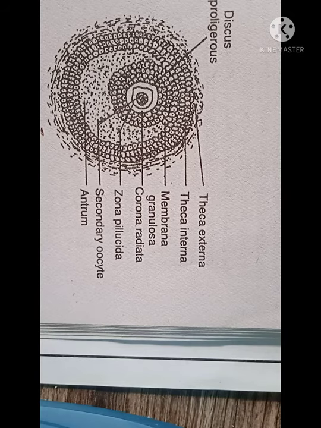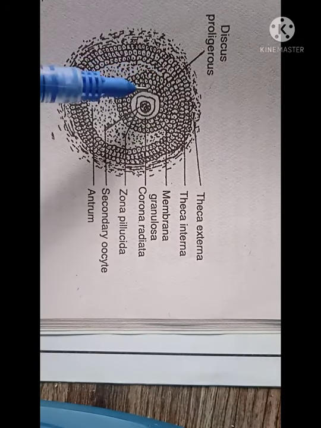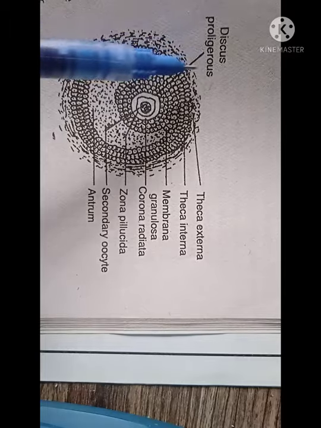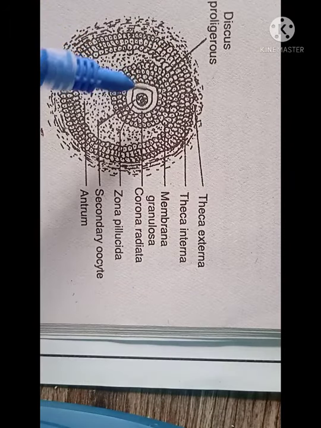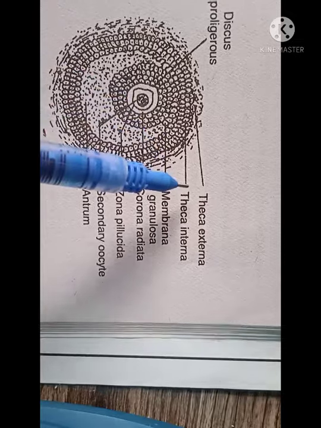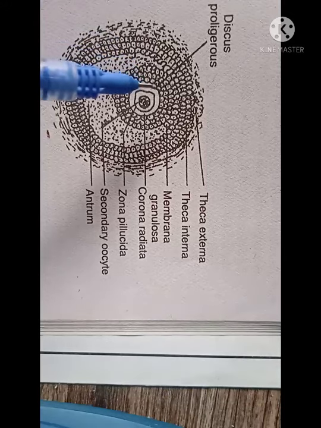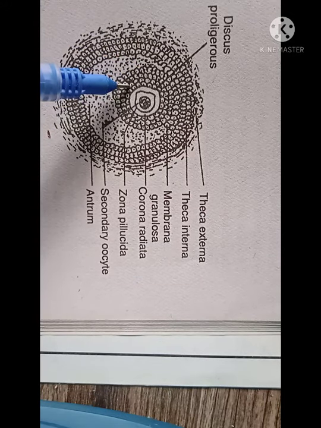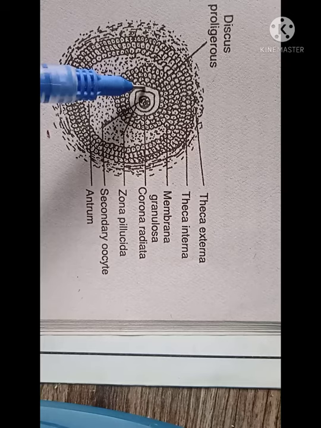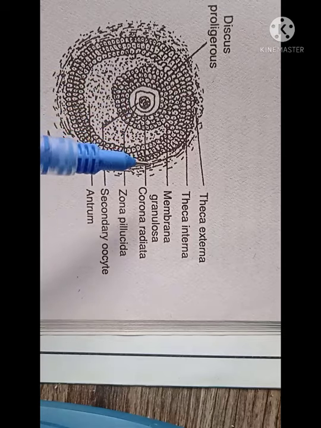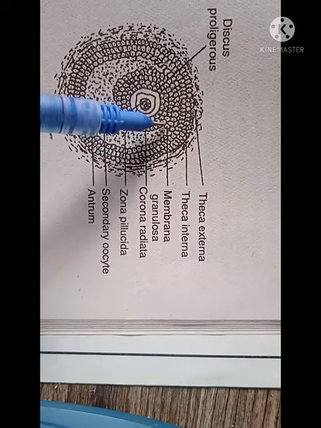The layers of follicular cells between the discus proligerus and the theca interna, this layer and this layer, in between them is called the membrana granulosa. This one, the membrana granulosa, this layer.